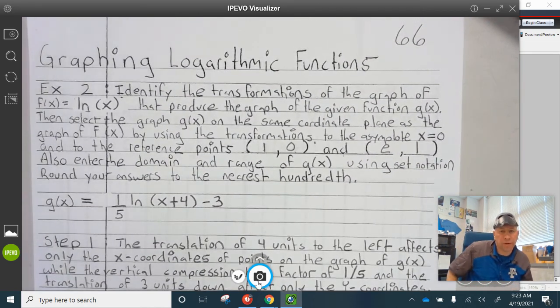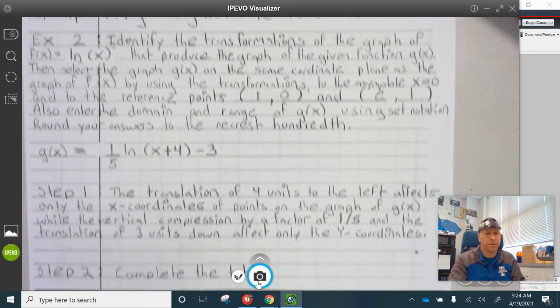Example 2. Identify the transformations of the graph of f(x) = natural log of x that produce the graph of the given function g(x). Then select the graph of g(x) on the same coordinate plane as the graph of f(x) by using the transformations to the asymptote x = 0 and to the reference points (1, 0) and (e, 1). Also enter the domain and range of g(x) using set notation, rounding your answer to the nearest hundredths.